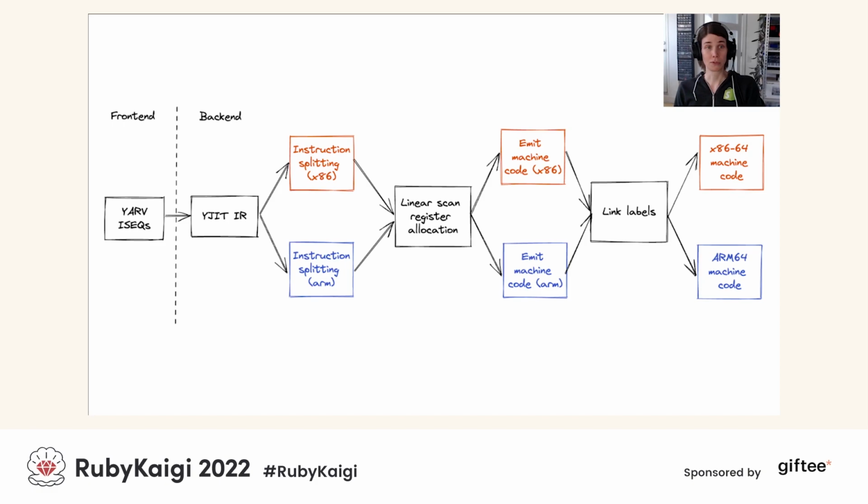We could illustrate the design of the backend something like this. There are some parts of the backend in black that are reused between platforms, such as linear scan register allocation, and also the linking of labels. Then there are some parts in red that are specific to x86 and some parts in blue that are specific to ARM64. Among the passes that are platform specific, we have instruction splitting and the emission of machine code.